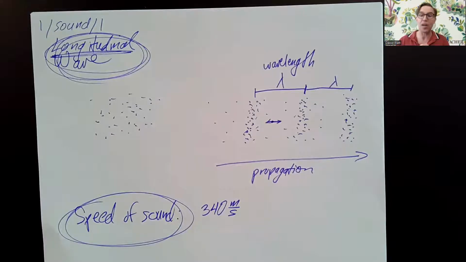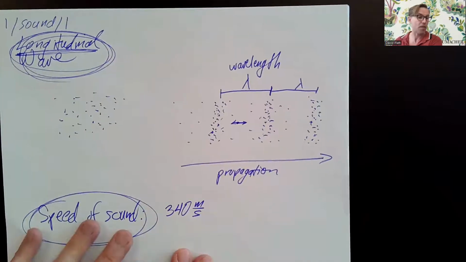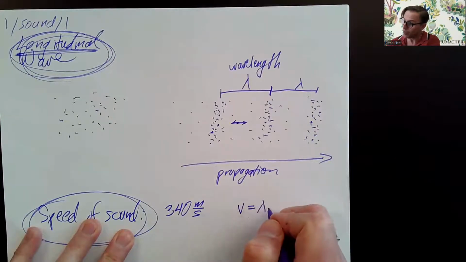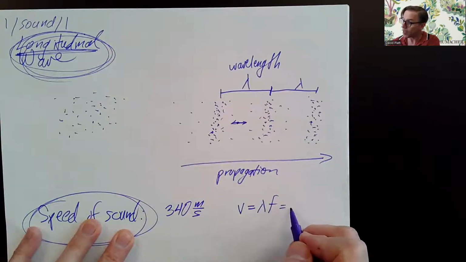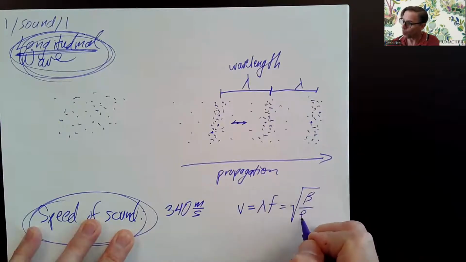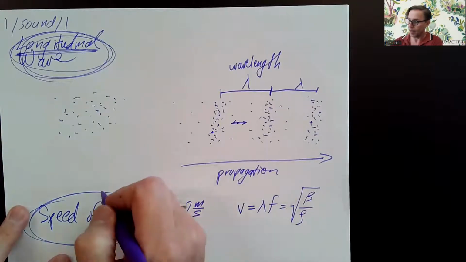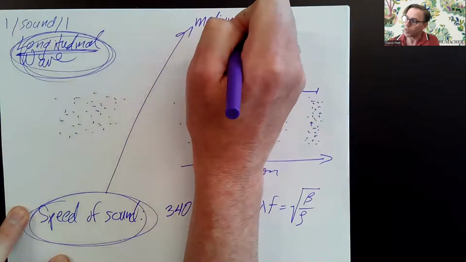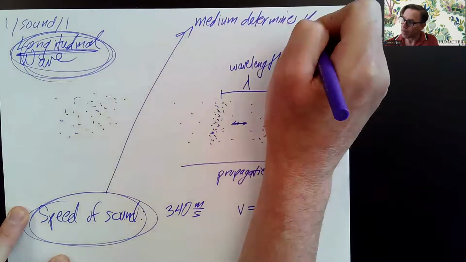But let me show you a couple of equations that might be handy for the speed of sound. The speed of any wave is equal to its wavelength times its frequency. We have studied that before. But for sound, there is this equation: the square root of beta over rho. So it turns out, I'm going to put a little arrow up here, the medium determines the speed.